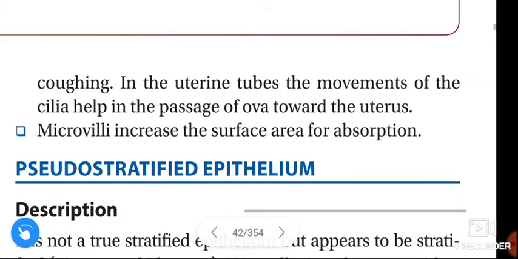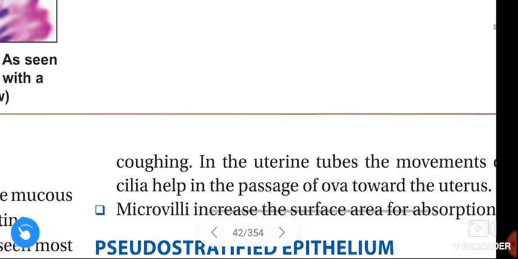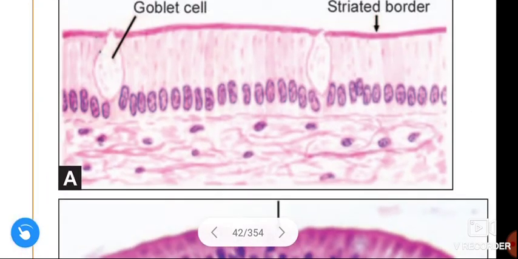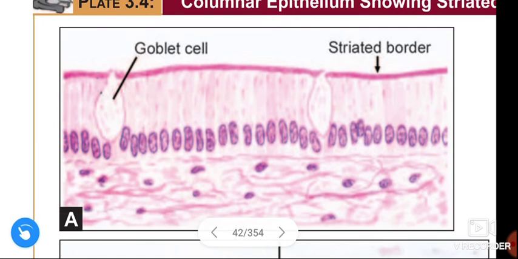Okay guys, this is about the columnar epithelium. See here, this is the striated border and these are the goblet cells.